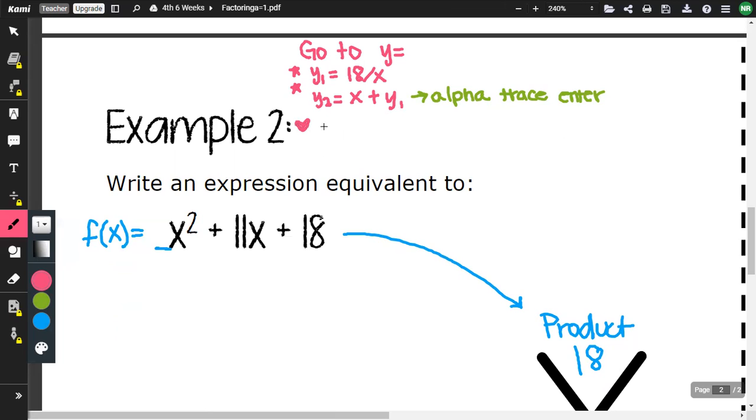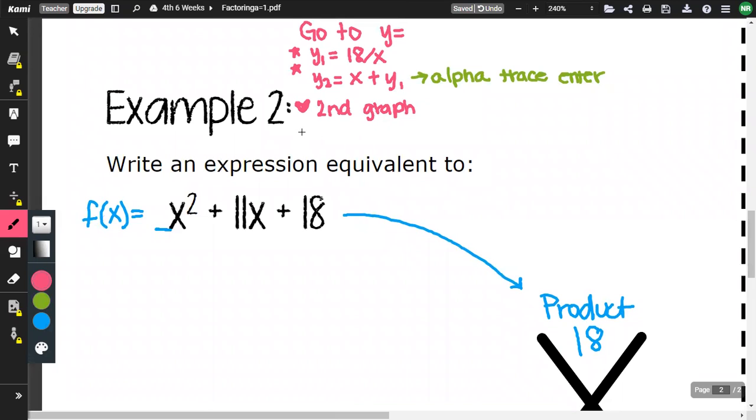We look for the table, and to get to the table, we press second graph. And what are we looking for in that table? Correct. We're looking for Y2. What number are we looking for in Y2? Not the product. We find the sum. Yeah, we find the sum in the Y2 column.